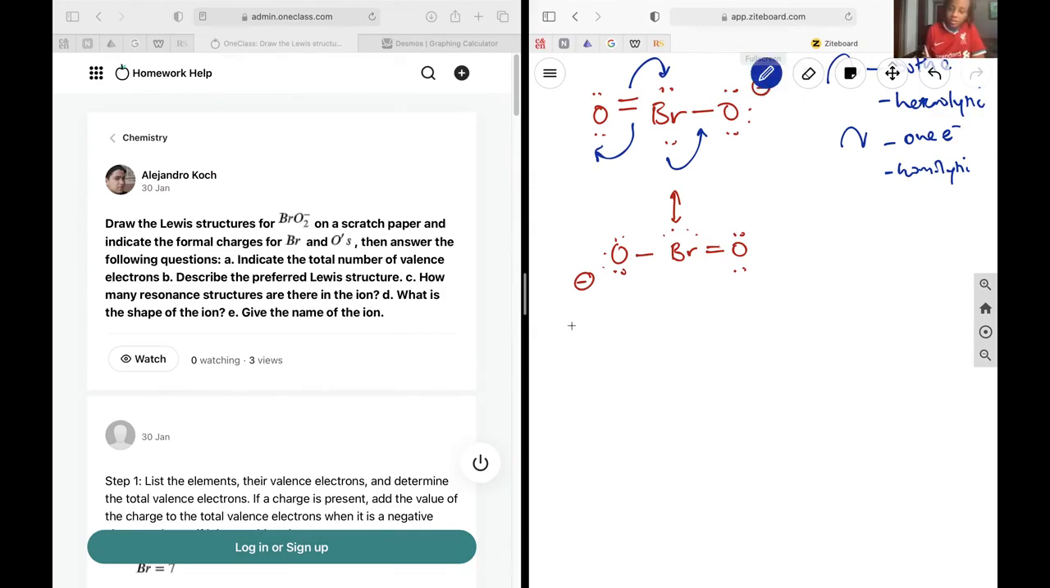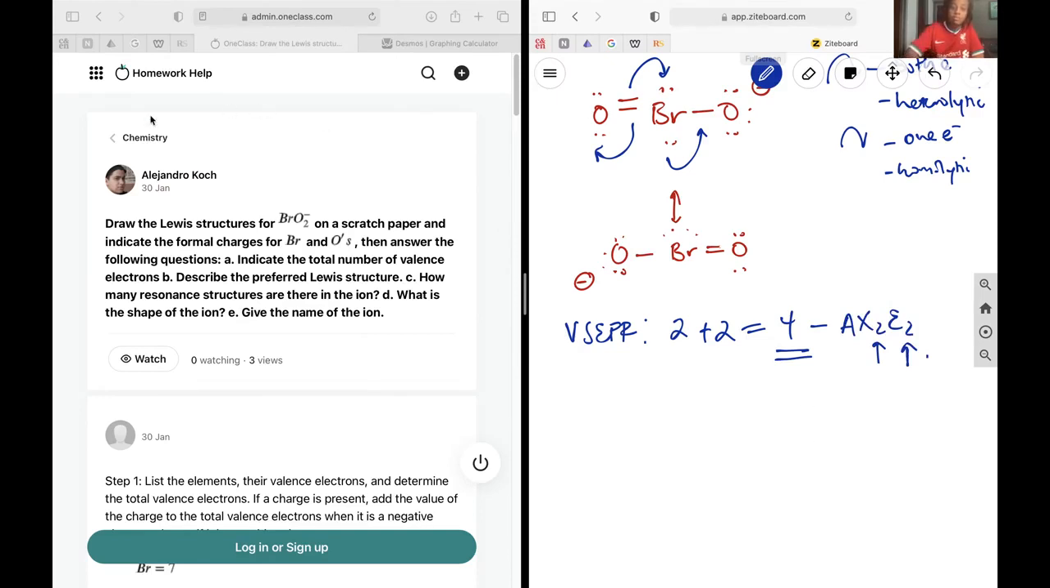And so I need to go to VSEPR theory. I need to figure out how many terminal groups I have on my central atom. For the bromine, I have 2 lone pairs acting as groups, and I have 2 oxygens acting as groups. And so I have 4 groups, and its notation will be AX2E2. So 2 bonding pairs, 2 lone pairs.